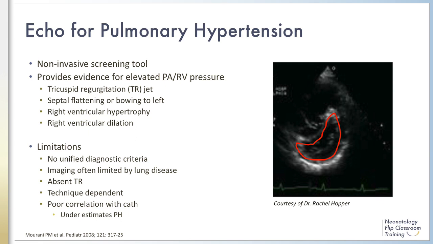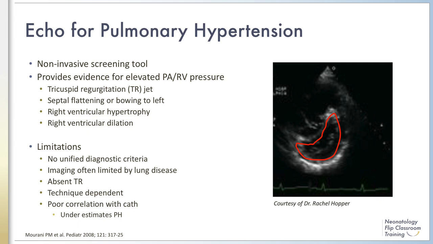The echo assessment of PH relies on evidence of elevated pulmonary artery or right ventricular pressure. In addition to estimating pulmonary pressure through tricuspid regurgitation jet, echo mainly uses indirect signs such as septal positioning, RV hypertrophy, and RV dilation as indications of elevated PA-RV pressure. However, there's no unified standards for the echo assessment of BPD-associated pulmonary hypertension.